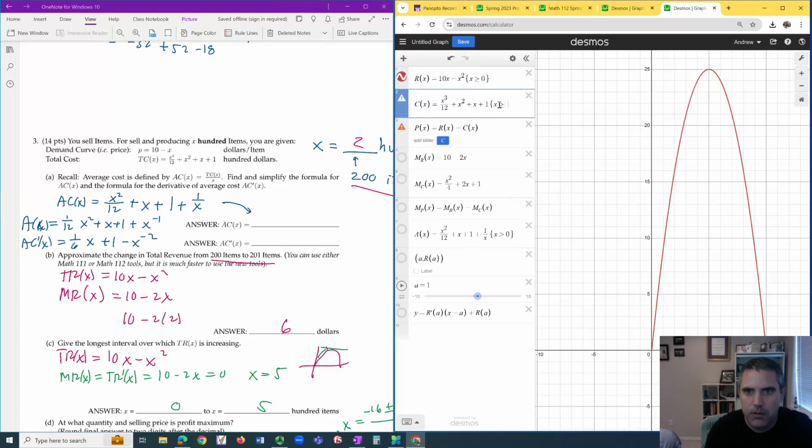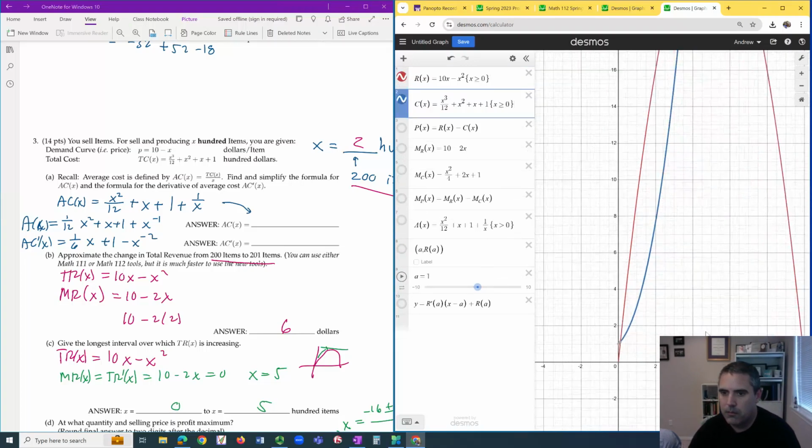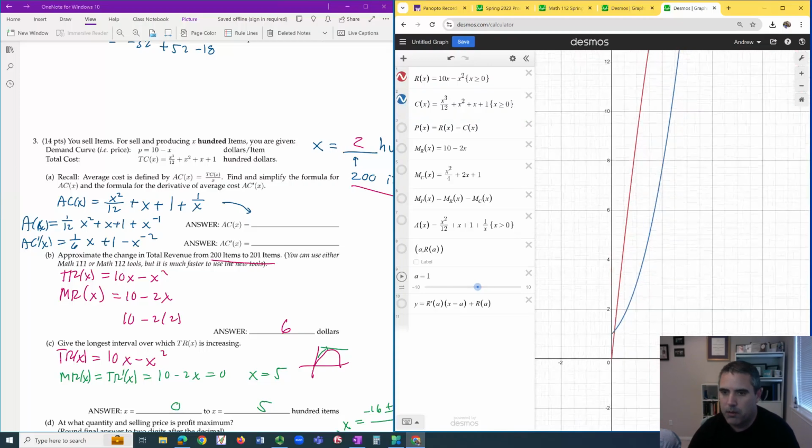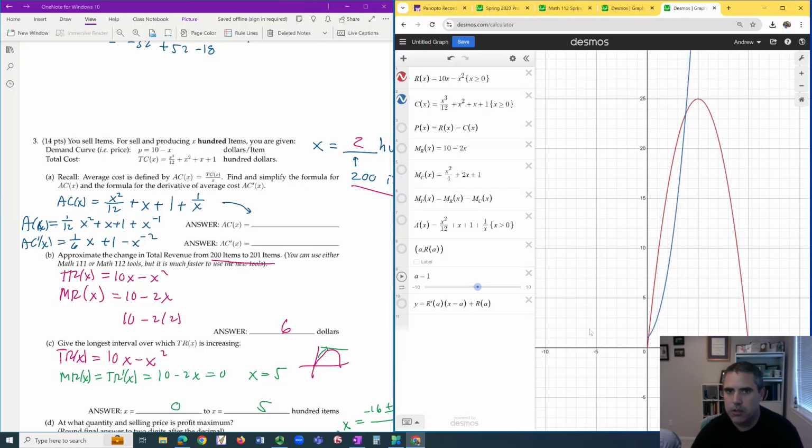X greater than or equal to 0. There we go. So there's our 2 formulas. And then we would talk in Math 111 about how the cost starts above the revenue because you haven't made any money yet. And usually there's an initial cost or a fixed cost. Anyways, and then as you move to the right, we can measure the profit. So let's take a look at the profit is the gap between them.